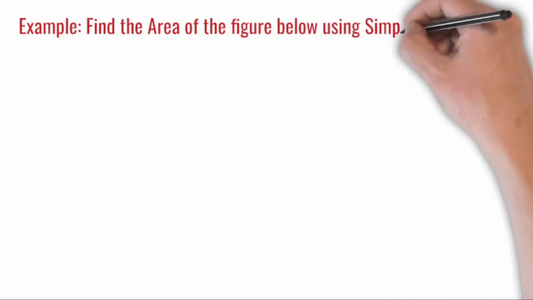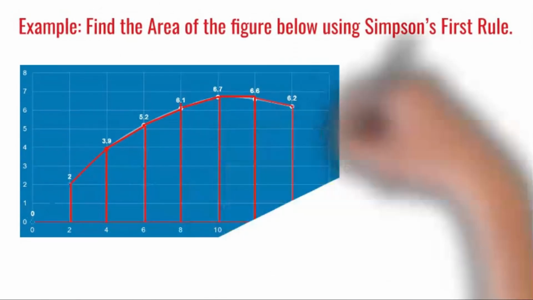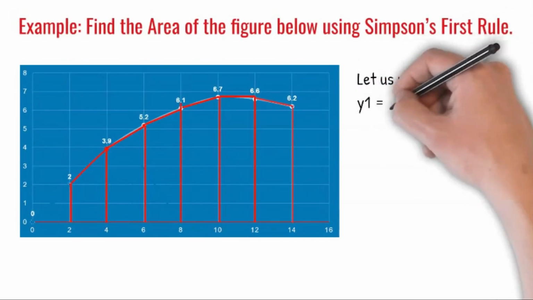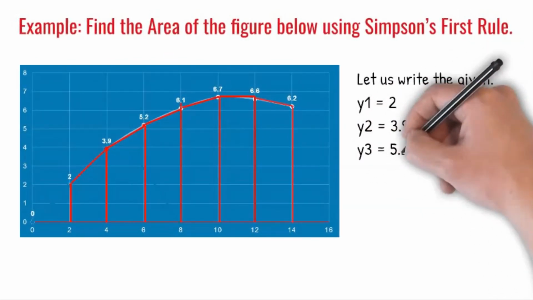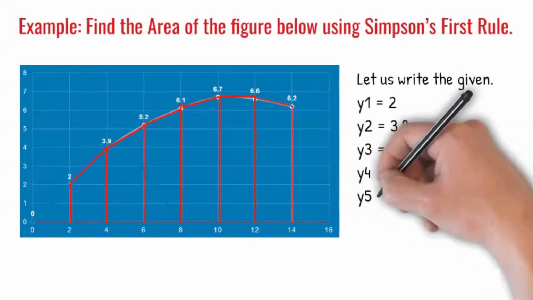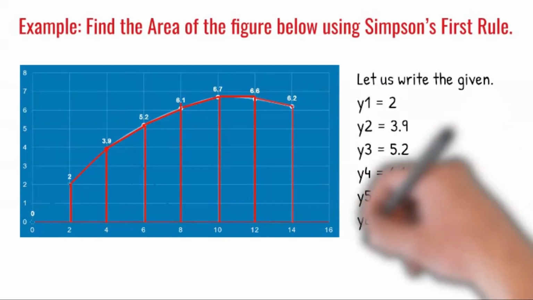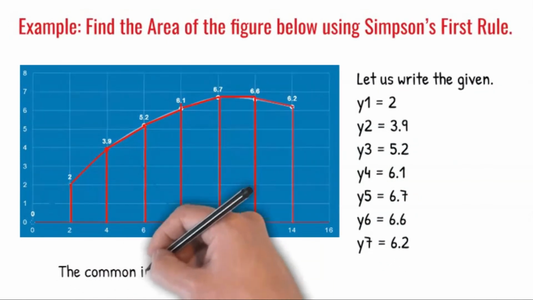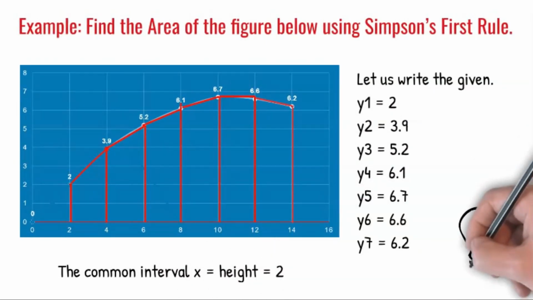Example: find the area of the figure below using Simpson's first rule. Let us write the given. y1 equals 2, y2 equals 3.9, y3 equals 5.2, y4 equals 6.1, y5 equals 6.7, y6 equals 6.6, and y7 equals 6.2. The common interval x is equal to h, height, and equals 2.